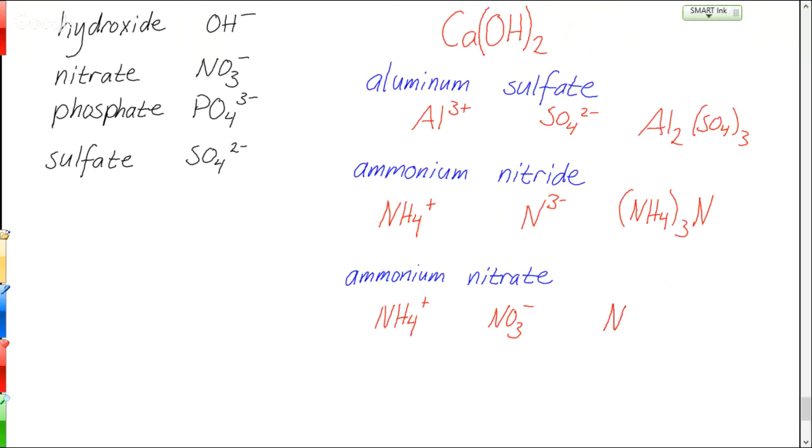We just have NH, whoops, we don't put the plus there. We have NH4, NO3. All right, and that's our ionic compounds.